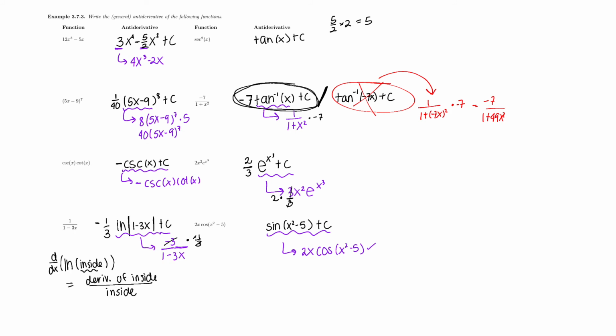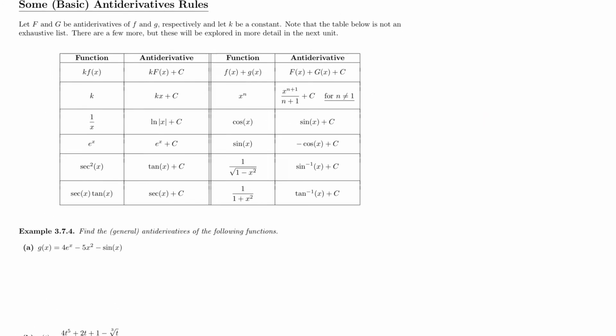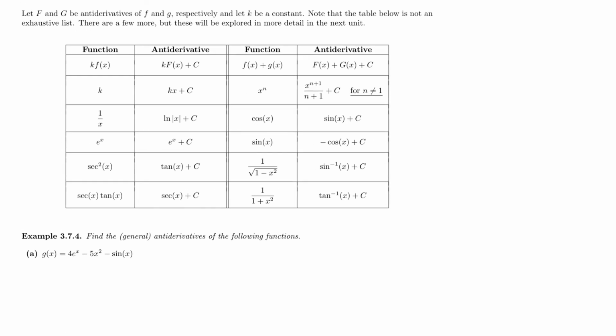If there's no question, I'm going to go ahead and go to the next page. So this page gives you a bunch of just rules. So the basic rules here, if you have a function that's multiplied by a constant, when you take the antiderivative, the constant can just stay out front.